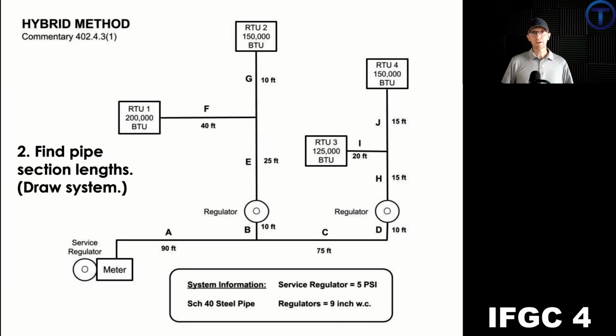Next, of course, we diagram our system. I've already shown it to you, but when you do this, you want to draw it out. Make sure that you create your section lengths. That's where we've labeled A, B, C, and so on. And we've also indicated our lengths of those sections so that we can come up with developed lengths. We just want to really get to know the system.